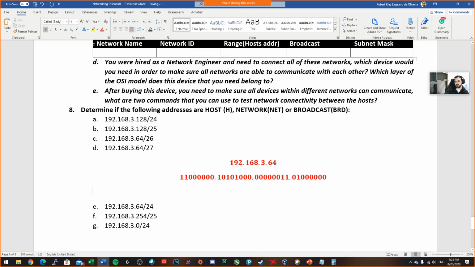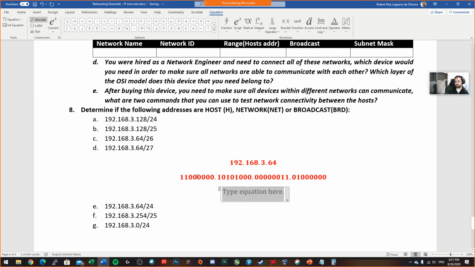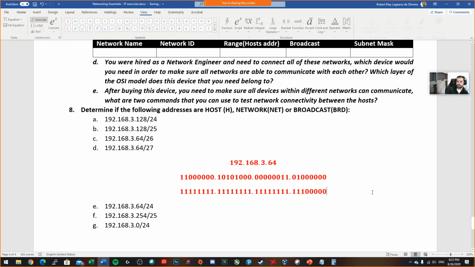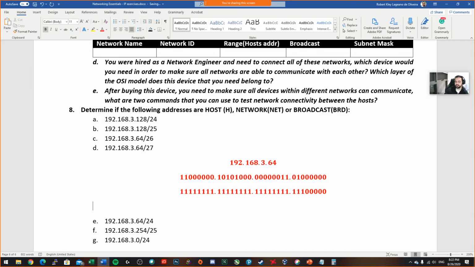Perfect. How about the subnet mask? Write down the subnet mask now. /27. 1, 2, 3, 4, 5, 6, 7, 8. 1, 2, 3, 4, 5, 6, 7, 8. 1, 2, 3, 4, 5, 6, 7, 8. So 24 so far. I need 3 more. 1, 2, 3. What do I do next? The ending. Ending.